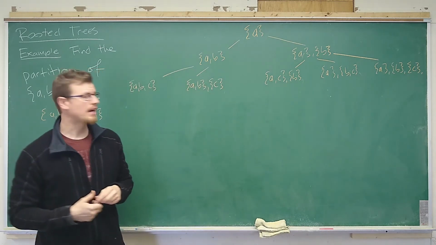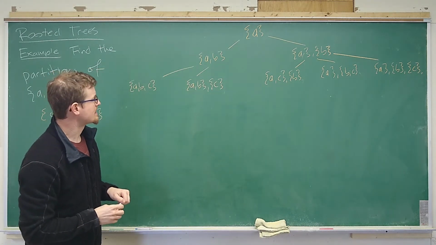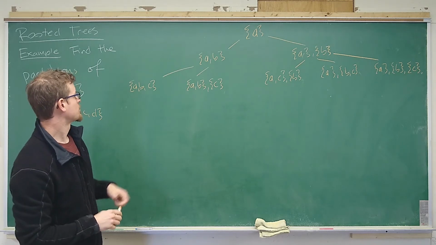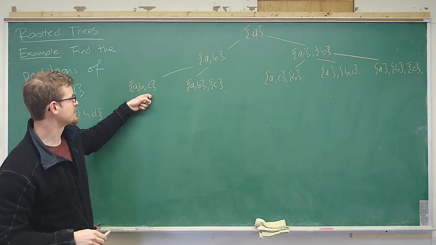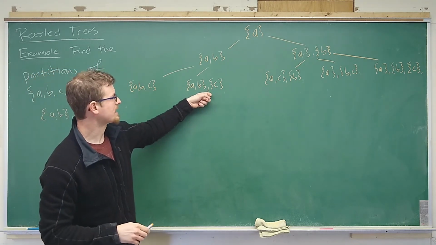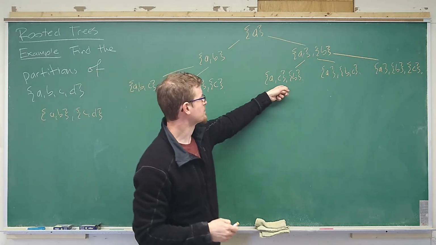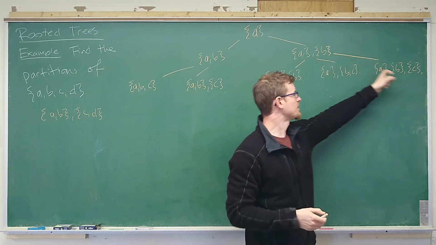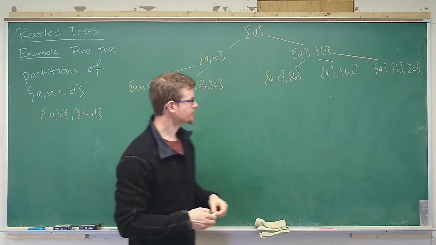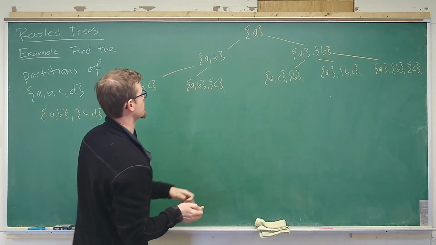Now I only have one element left to add, and that is the element D. So there's two ways that I can add it to this set. There's three ways I could add it to this set, three ways for this set, three ways for this set, and four ways for this set. So I just need to list those.